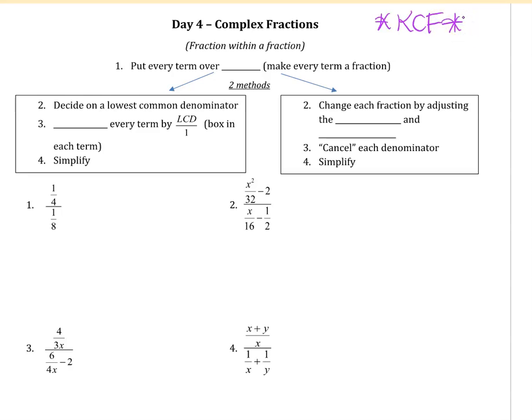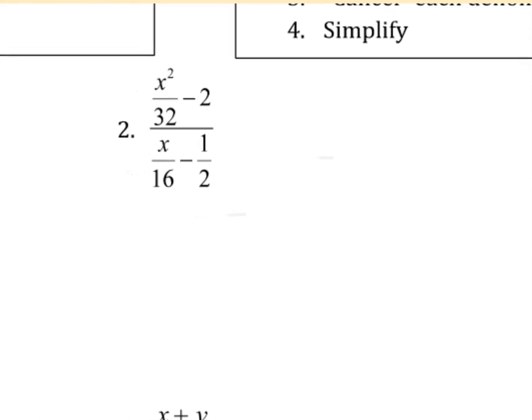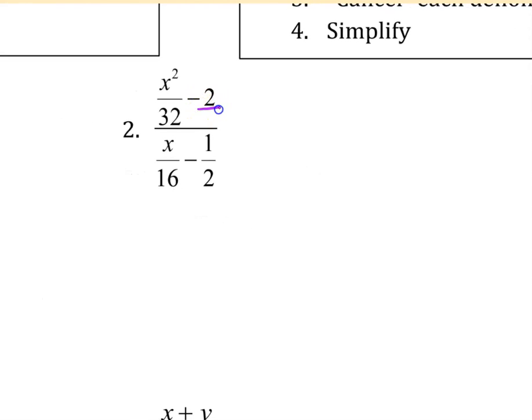Now, no matter what you do, you always want to put every term over 1 if it's not already a fraction. So for example, I'm going to zoom in on number 2. So put that over 1. Now, let's not even look at the rest of the problem. Let's just focus right on here. Okay, so I have x squared over 32 minus 2 over 1. Between those two, I would say a common denominator is 32.